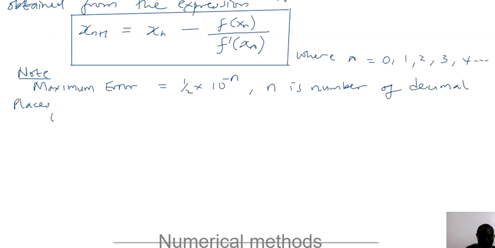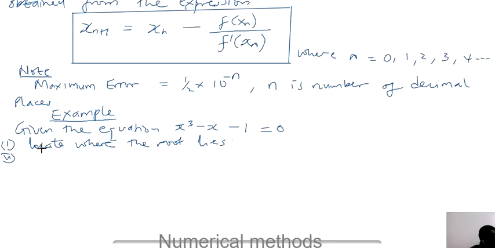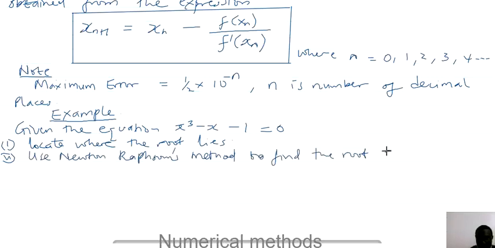Let's have an example. Given the equation x³ − x − 1 = 0, Roman numeral 1, locate where the root lies. Roman numeral 2, use the Newton Raphson method to find the root correct to decimal places. This is very important also.